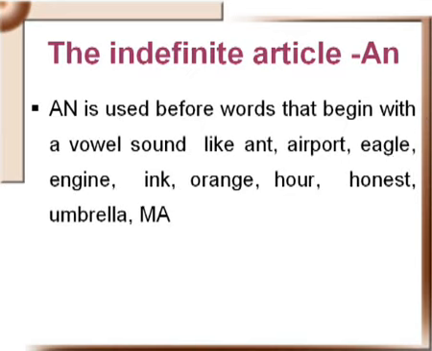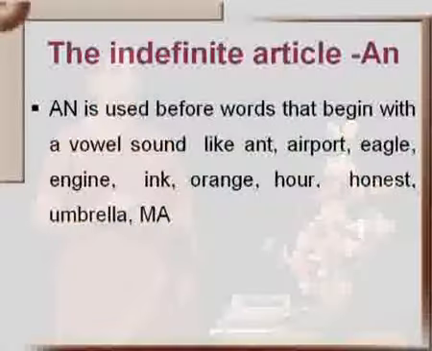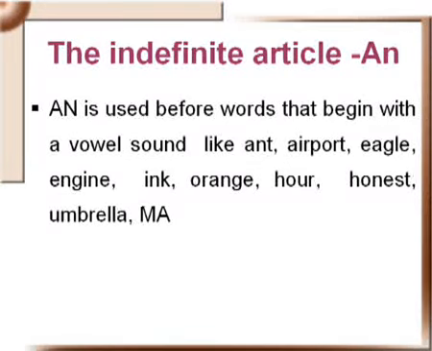The indefinite article an is used before words that begin with a vowel sound, like ant, airport, eagle, engine, ink, orange, hour, honest, umbrella, MA. Notice that while most of these words look like vowels and sound like vowels, you will find that there are 3 or 4 words which don't exactly look like vowels. Look again at slide 6.